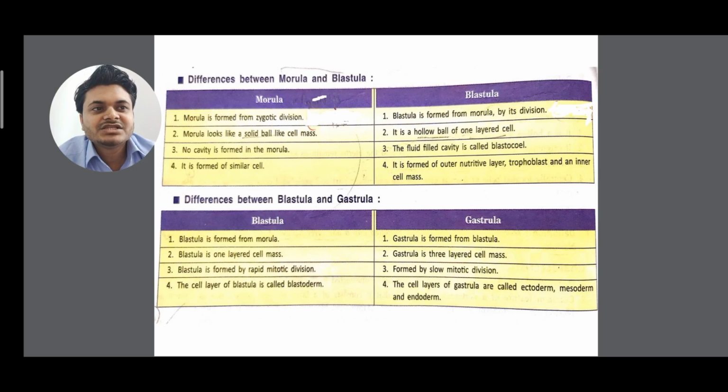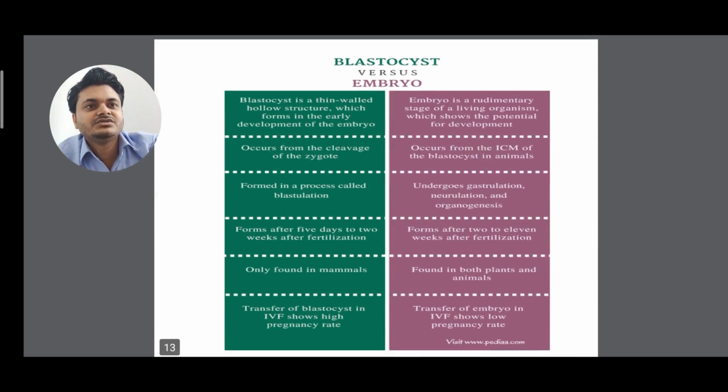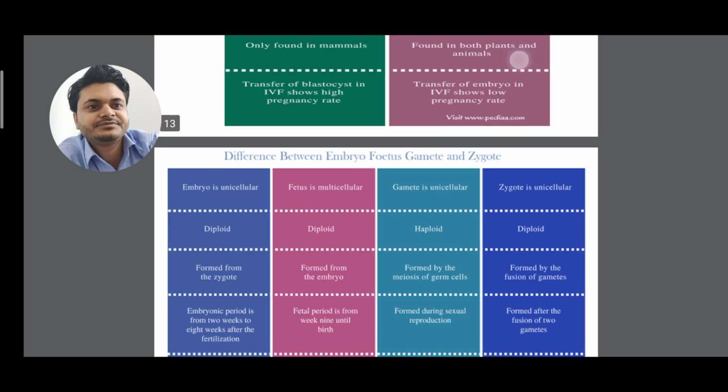Next, the differences between blastula and gastrula. Blastula is formed from morula and gastrula is formed from blastula. Blastula is a one-layer cell mass, whereas gastrula is a three-layer cell mass. Next, blastula is formed by rapid mitotic division, whereas gastrula is formed by slow mitotic division. The cells of the blastula are called blastoderm, whereas in gastrula, the cell layers are called ectoderm, mesoderm, and endoderm. Alright. So these are the differences between blastocyte and embryo, very nicely given. Copy it down in a fair copy.